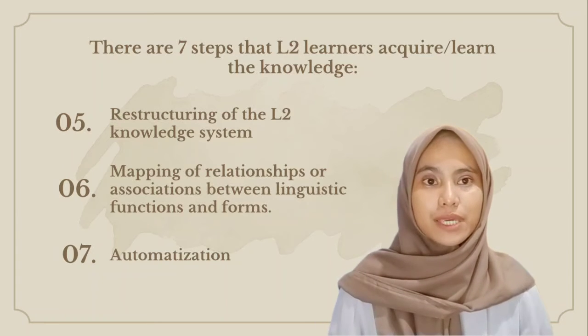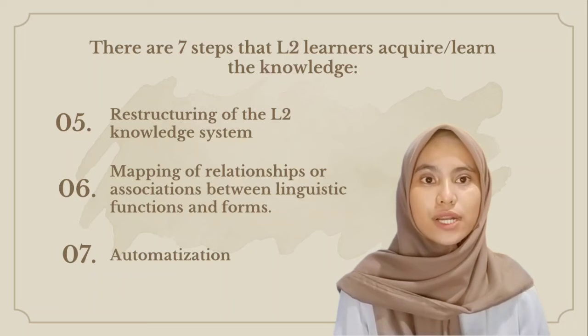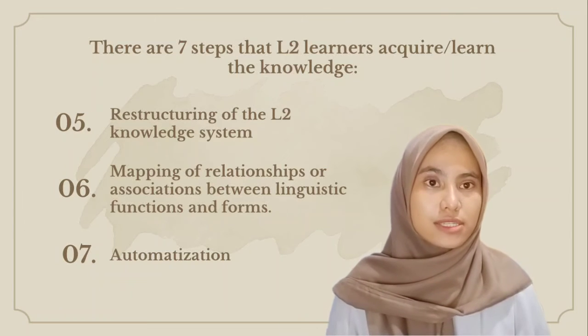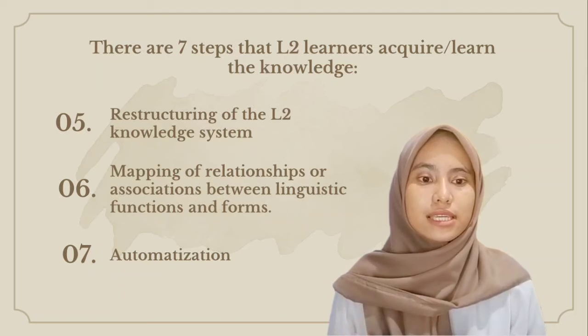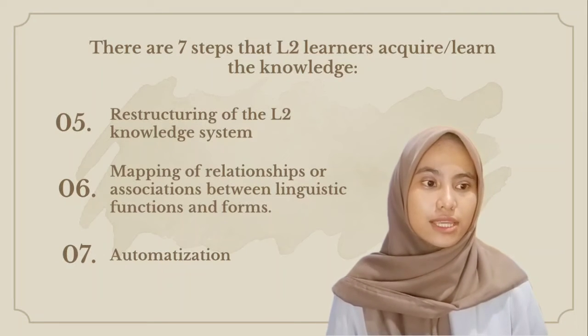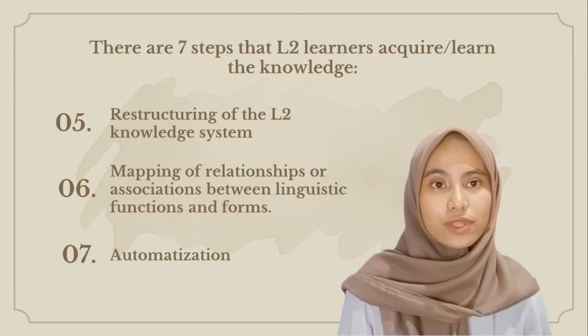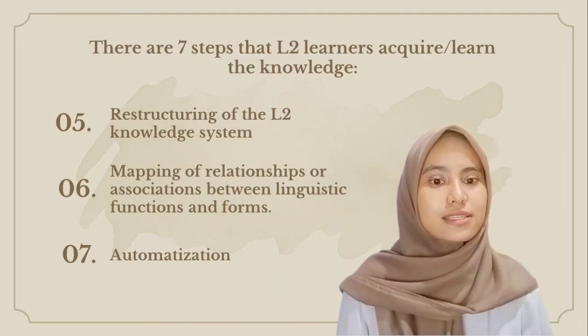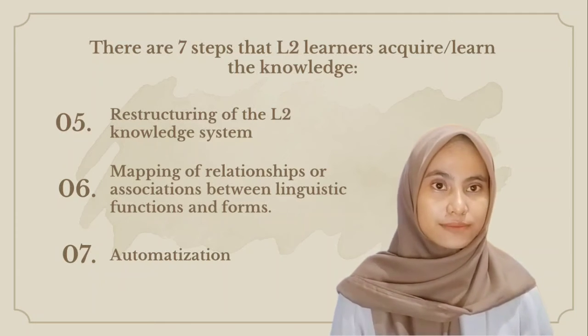Sixth is mapping of relationships or associations between linguistic functions and forms. This development is driven by communicative need and use, as well as by awareness of the probability that a particular linguistic form represents a particular meaning.